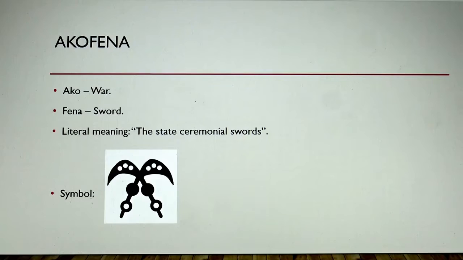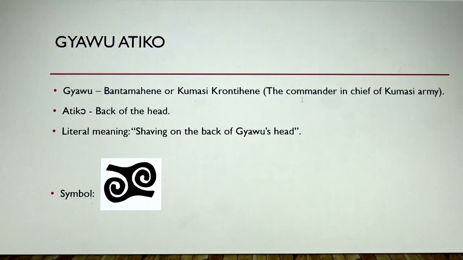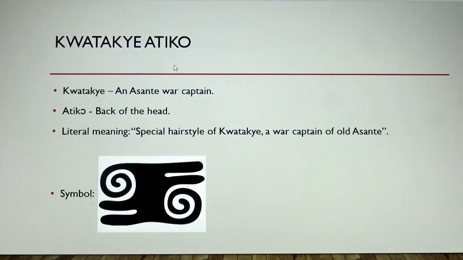Jehu Tiko. Jehu, Bantamahene of Kumasi, commanding chief of the Kumasi Army. Tiko, back of the head, the remaining shaving on the back of Jehu's head. And this is the Adinkra symbol. Kwatakye Atiko, Kwatakye, an Asante war captain. Atiko, back of the head, the remaining special hairstyle of Kwatakye, a war captain of old Asante. And this is the Adinkra symbol.